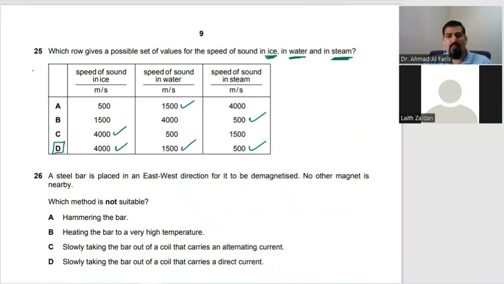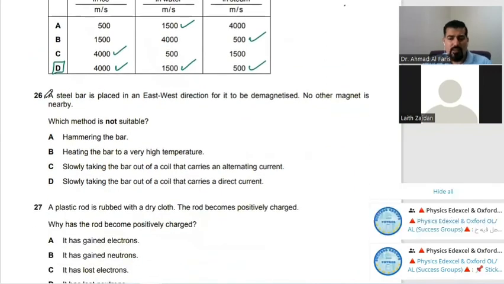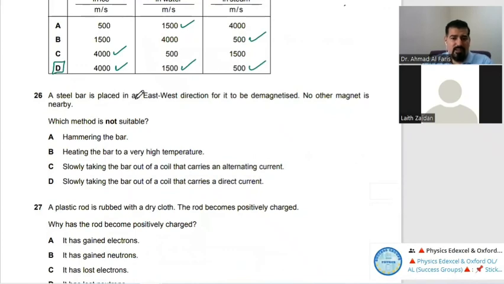They keep repeating the same question. Okay. Question number 26. A steel bar is placed in an east-west direction.